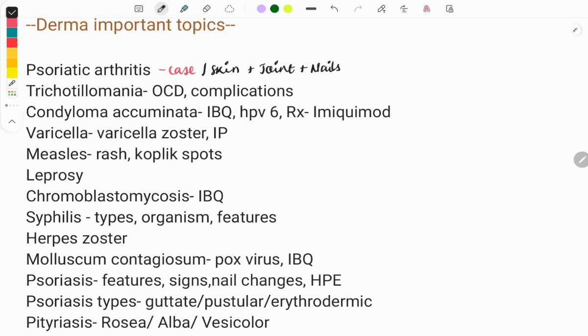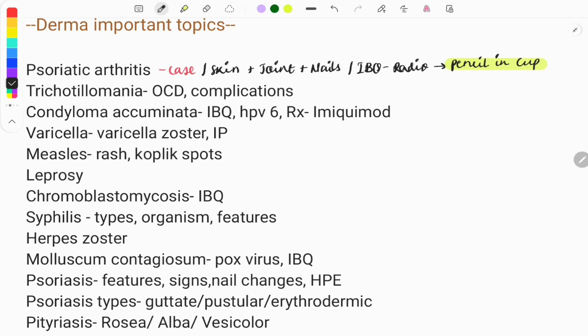So these are the features seen in psoriatic arthritis, and also an image-based question is asked in radiology. They will give the image of the hands and ask you to make the diagnosis. And on the radiology, you can see the finding of pencil in a cup appearance.